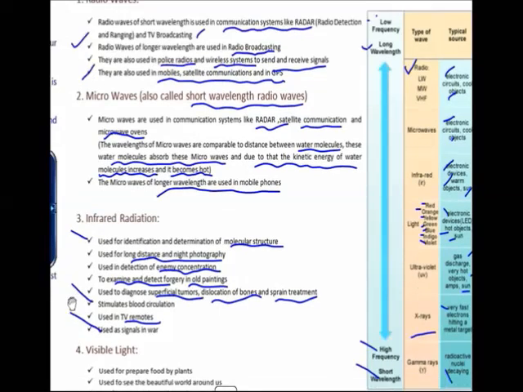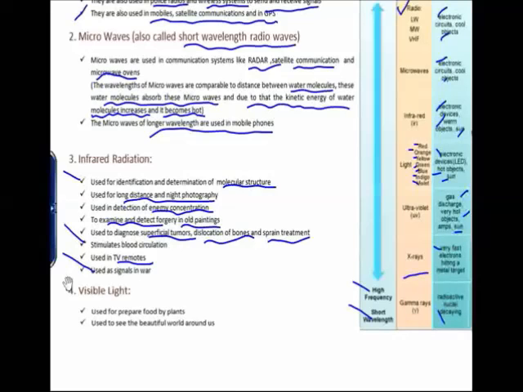Next one is visible light. Now visible light is basically used by the plants to prepare the food. The most important use of visible light is our eyes. Since they can detect the visible light, we are able to see such a beautiful world around us.